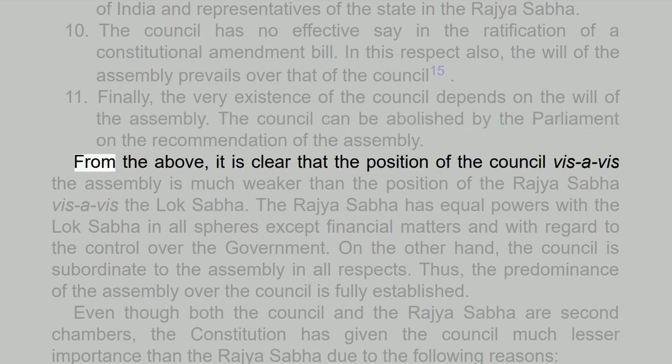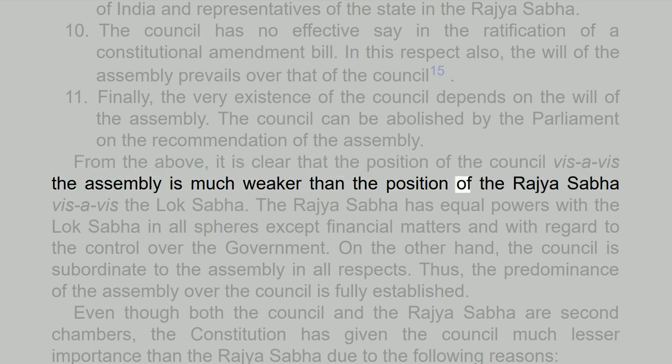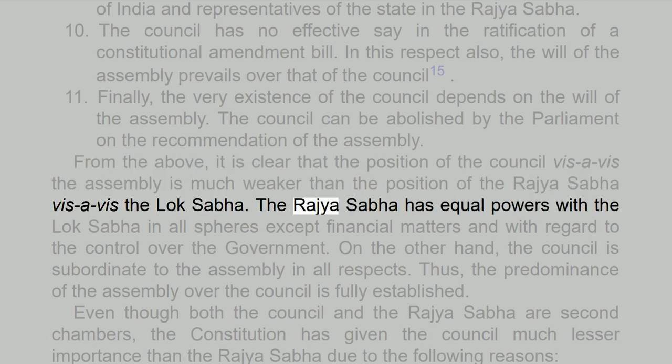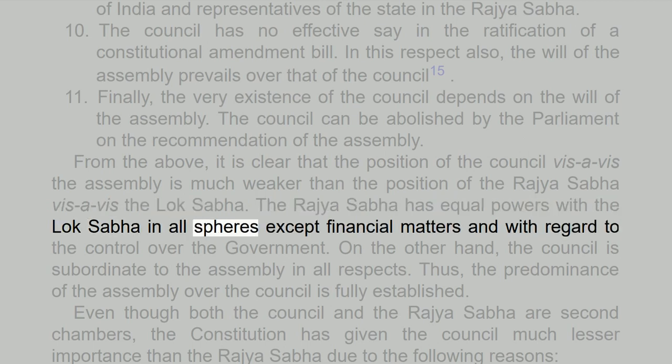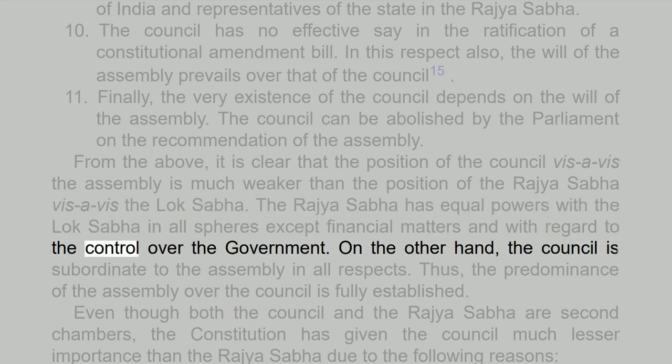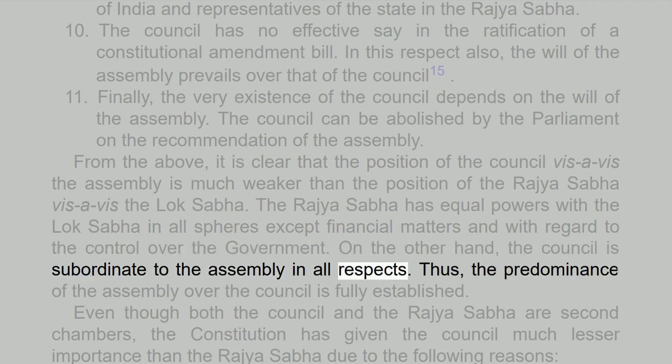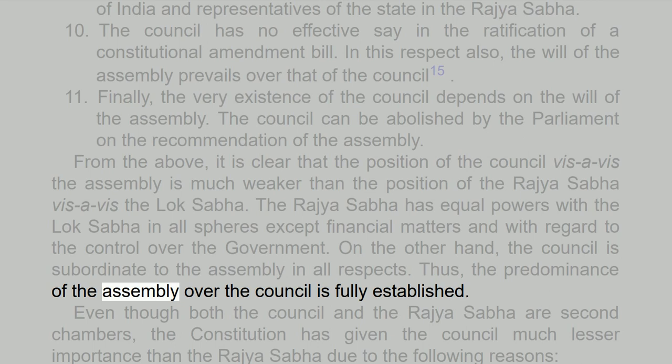From the above, it is clear that the position of the council vis-à-vis the assembly is much weaker than the position of the Rajya Sabha vis-à-vis the Lok Sabha. The Rajya Sabha has equal powers with the Lok Sabha in all spheres except financial matters and with regard to the control over the government. On the other hand, the council is subordinate to the assembly in all respects. Thus, the predominance of the assembly over the council is fully established.